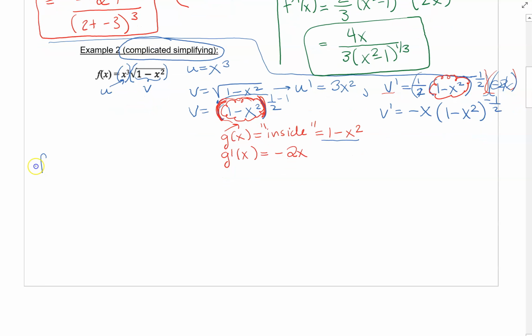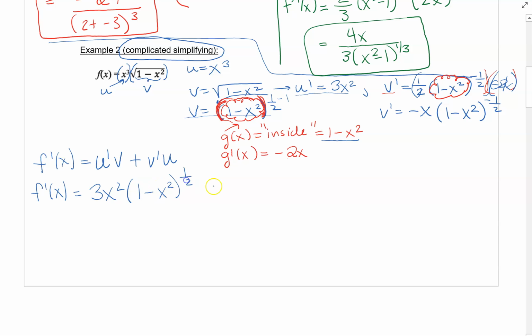So then to find f prime of x, I'm going to do u prime v plus v prime u, because that's what is required. Okay, so I found my u prime earlier. Right here was 3x squared times v, which is 1 minus x squared to the power of 1/2, plus v prime, which is all of that, negative x times 1 minus x squared to the negative 1/2, times u, which was x cubed.